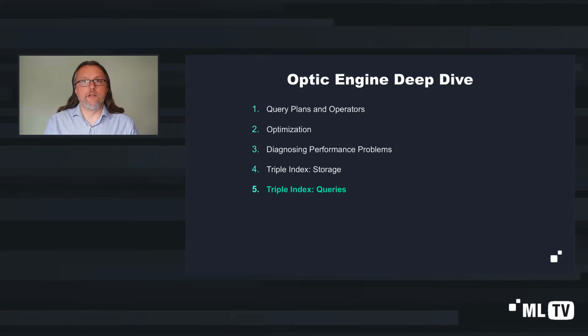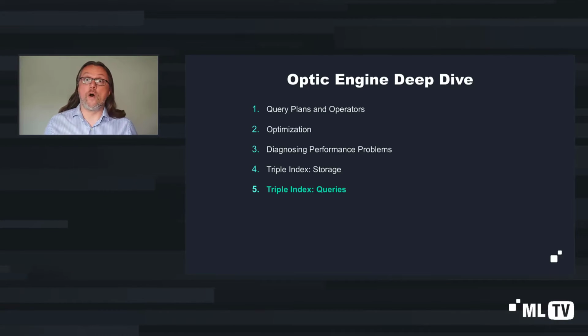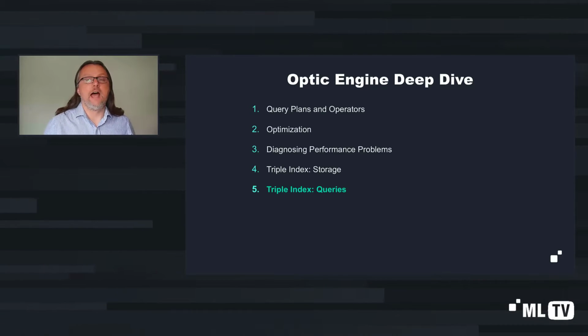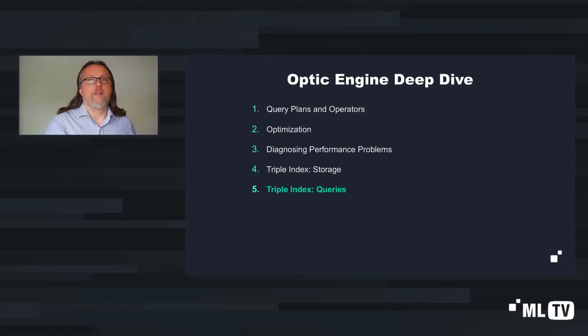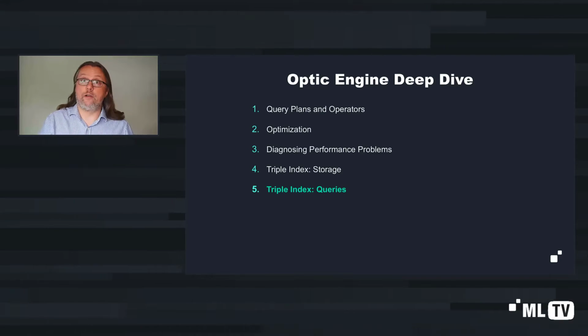We're going to be looking at queries against the Triple Index, and you will probably find it beneficial to watch part 4 at least, which talks about how the Triple Index is stored, and that storage then leads us to how we end up querying it. So do go back and check out part 4 if you haven't seen that already.